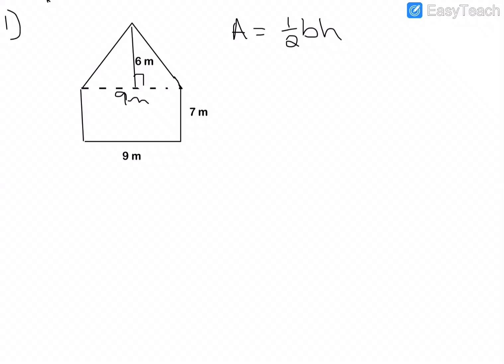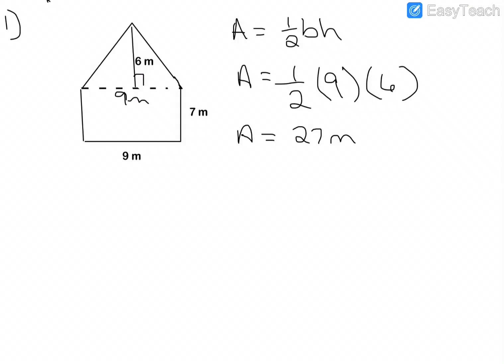Okay, so my area is half of my base, which is 9, and my height is 6. So the area of the triangle part of this is going to be 9 times 6 is 54, and I can divide that by 2 or take half of 54, and that's going to be 27 meters. So that's just for the triangle.